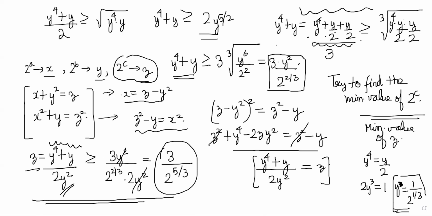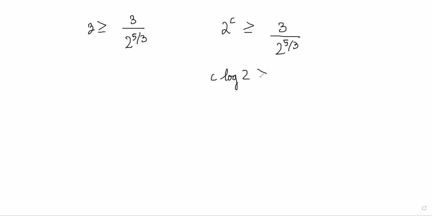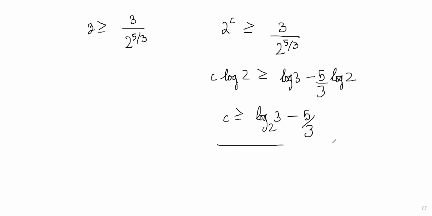We have found basically the minimum value of Z, but the question said we have to find the minimum value of 2^C actually, right? So we can say now that Z is greater than or equal to 3 over 2^(5/3), and Z was 2^C, so 2^C is greater than or equal to 3 over 2^(5/3). So if you take log, you get C log 2 is greater than or equal to log 3 minus 5/3 log 2, and C is greater than or equal to log base 2 of 3 minus 5/3. So that is the minimum value of our C quantity here.